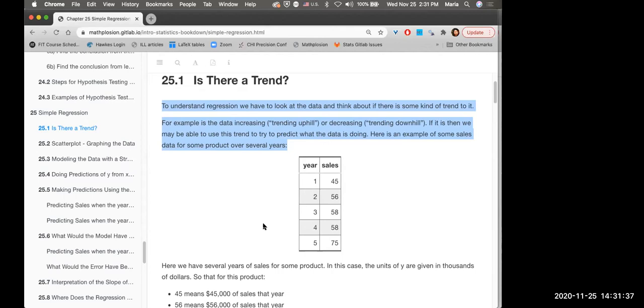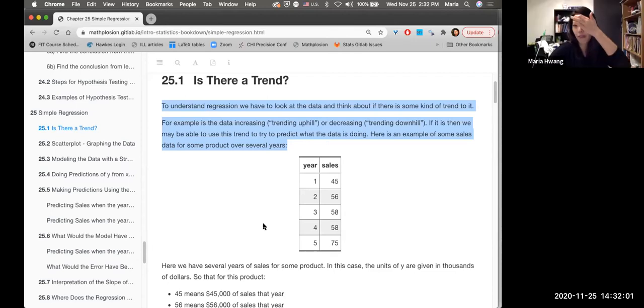To understand regression, we have to look at the data and think about if there's some kind of trend to it. For example, the data increasing, trending uphill, or decreasing, trending downhill. If it is, then we may be able to use this trend to try to predict what the data is doing. Here is an example of some sales data for some product over several years.